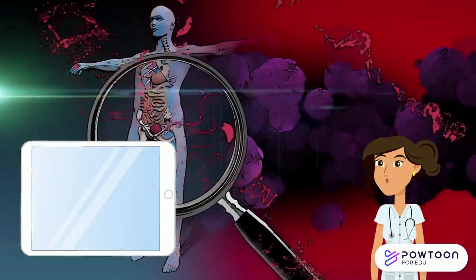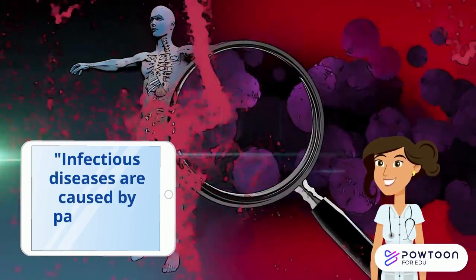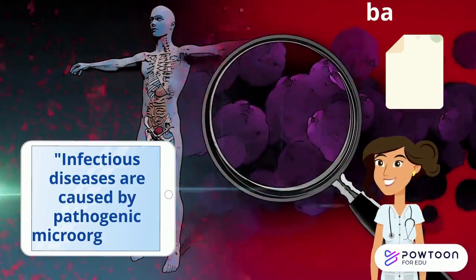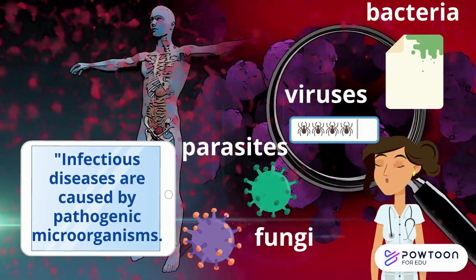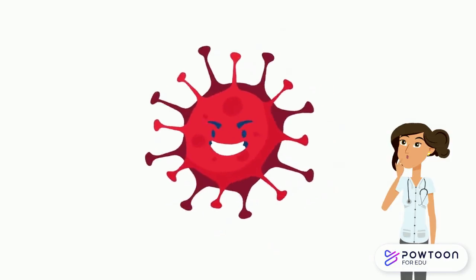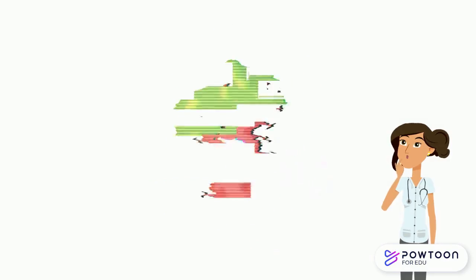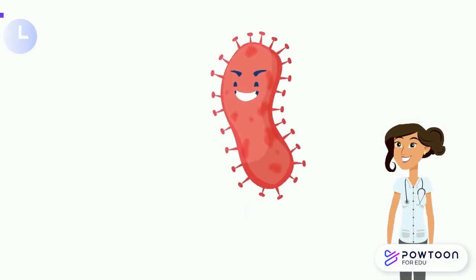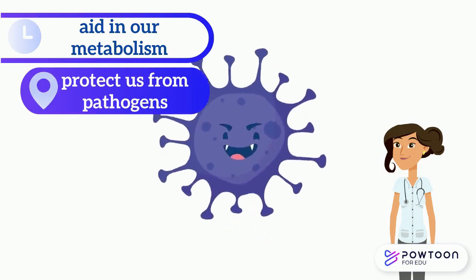According to the World Health Organization, infectious diseases are caused by pathogenic microorganisms such as bacteria, viruses, parasites, or fungi. The diseases can be spread directly or indirectly from one person to another. However, there are other microorganisms that also live inside our body that do not bring harm. Instead, they aid in our metabolism and even protect us from pathogens that try to colonize our bodies.